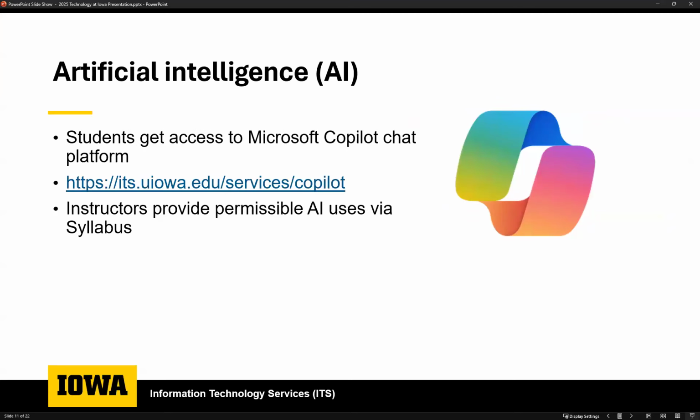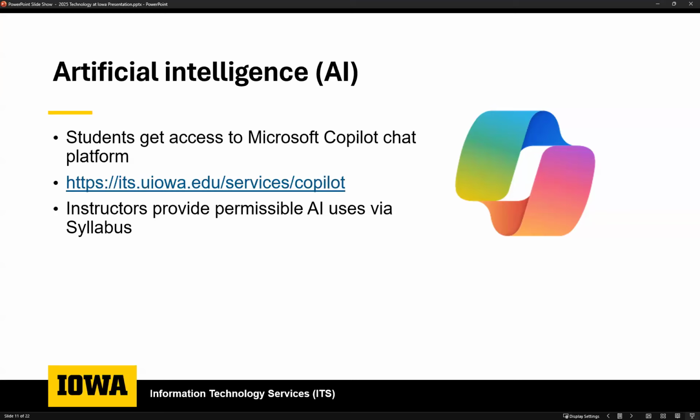AI, yay, the topic of the day. Everyone's going crazy about AI. One thing that we want students to know is that they have access to Microsoft Copilot for free. It's available through our Office 365 site. Copilot uses ChatGPT in the background. So I know there's a lot of fans out there of ChatGPT. I would say Copilot is just as good.